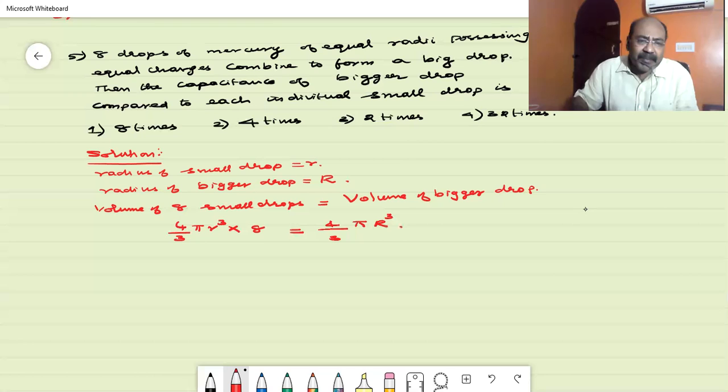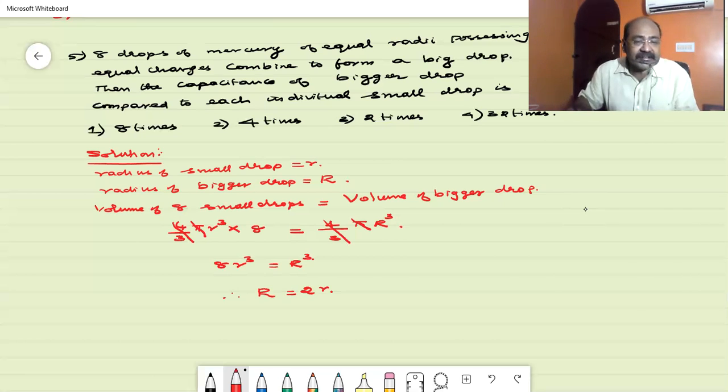On simplifying, this 4 by 3 will get cancelled, and this pi and this pi will get cancelled. So you can write 8r cube is equal to capital R cube. Therefore, taking the cube root of capital R cube, capital R is equal to 2r.